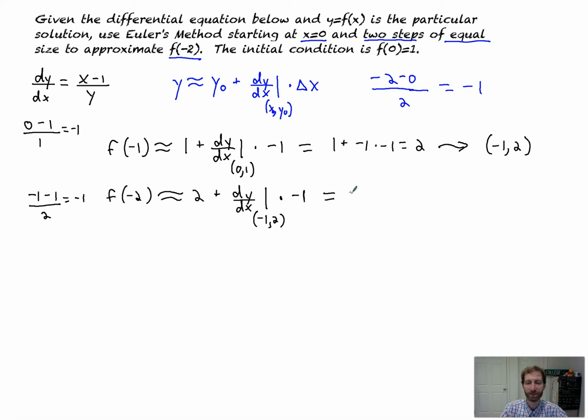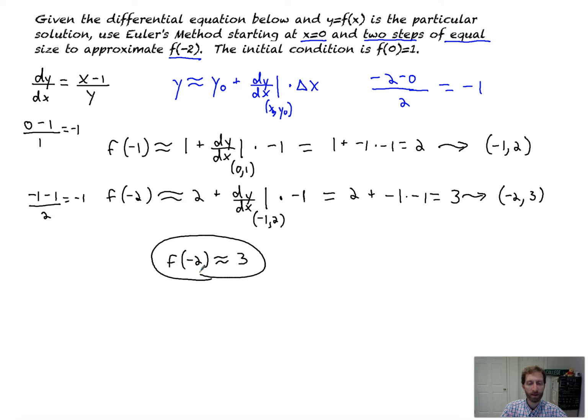Well, that's pretty. Real simple. 2 plus -1 times -1. That's 2 plus 1, which is 3. So therefore, we have the point -2 comma 3 as an approximation. So f of -2 is approximately 3. Another Euler's method approximation. It's beautiful.